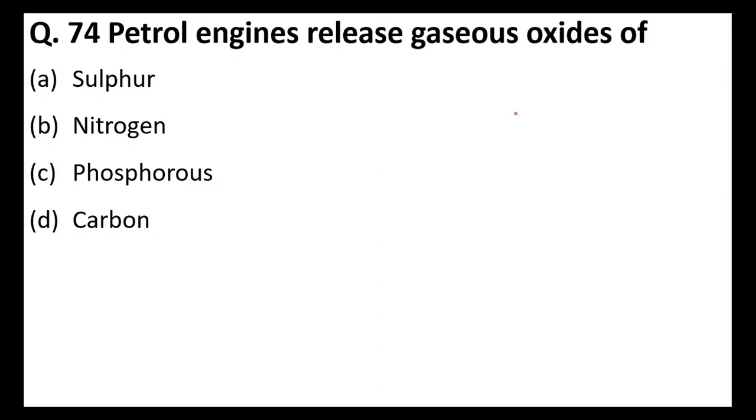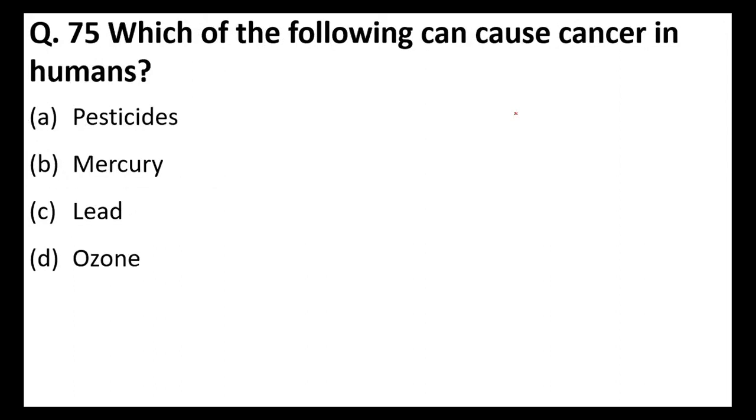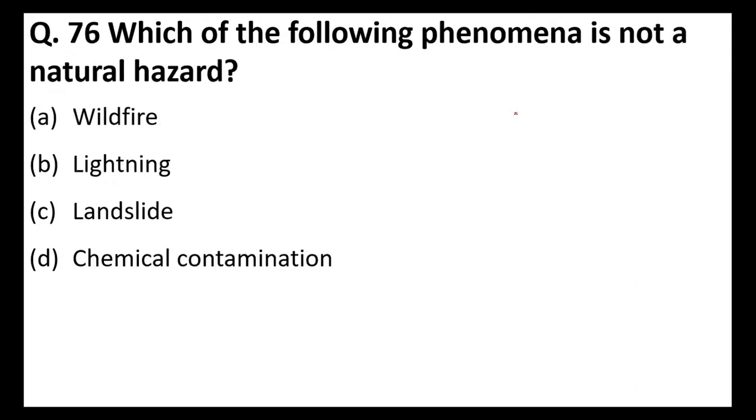Petrol engines release gaseous oxides of sulfur, nitrogen, phosphorus, or carbon. It releases oxides of nitrogen, petrol engines. Which of the following can cause cancer in humans? Pesticide, mercury, lead, ozone. The right answer is option A, pesticides, because some pesticides are cancerous.